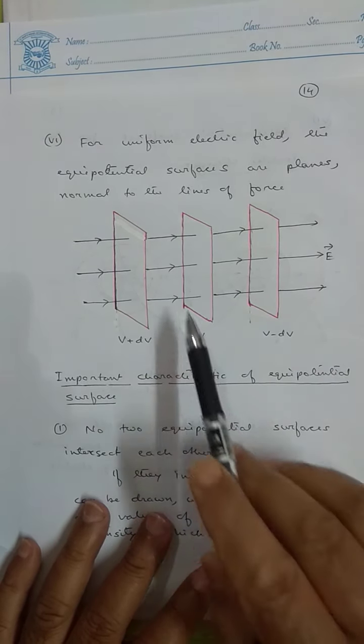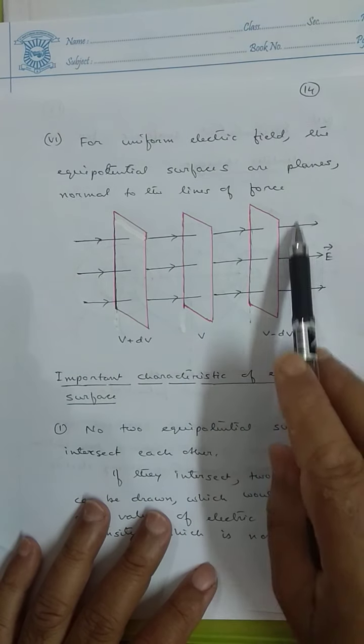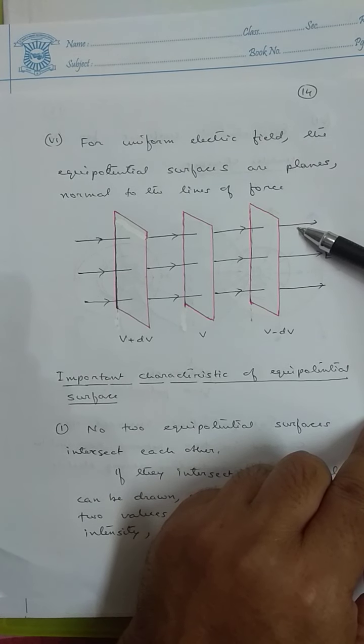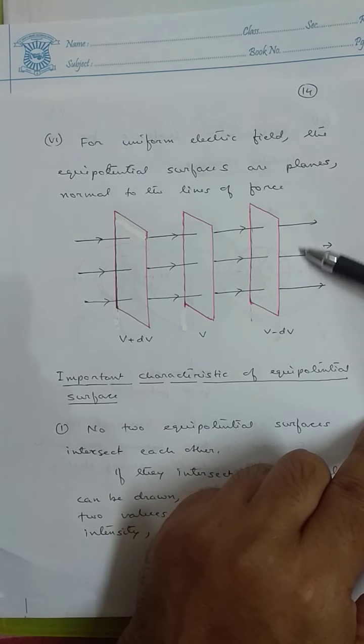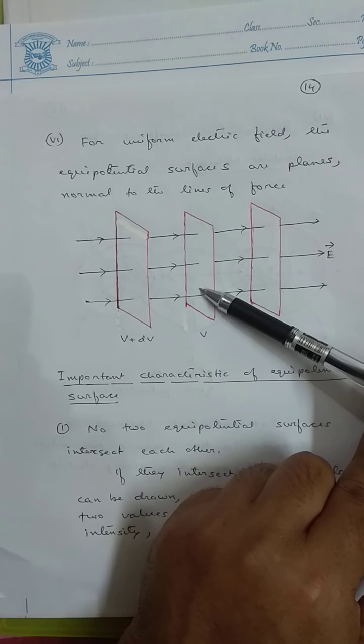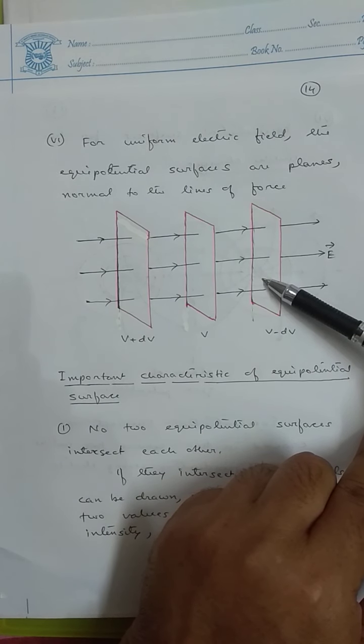the equipotential surface for a uniform field. Yes, so uniform field of what happens? Lines of force are straight and equally spaced. So this is one equipotential surface, this is another equipotential surface, this is another equipotential surface.